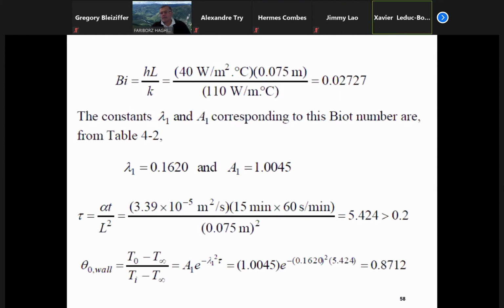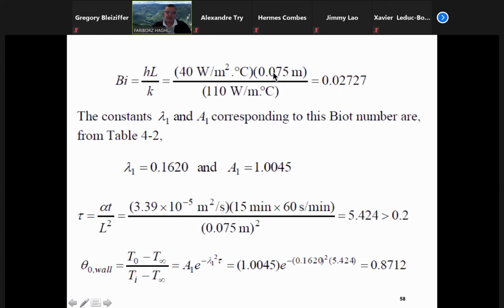You take the length at 0.075 meters because it's half of the cylinder height. Remember, when we're talking about the wall, I'm assuming it's a long, plain wall. If you look at the coordinate that we specify on the figure, we measure the thickness of the wall as 2L, and we need the temperature at the center. That means at X equal L, which is half of the wall.